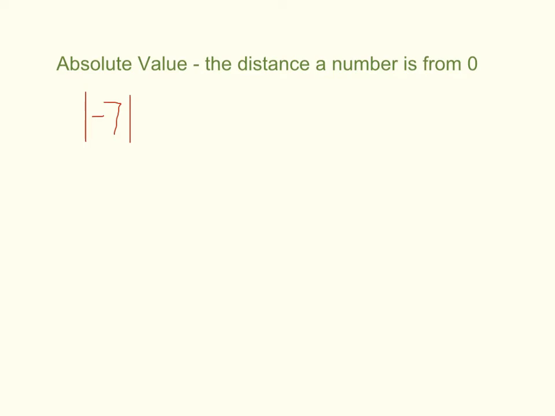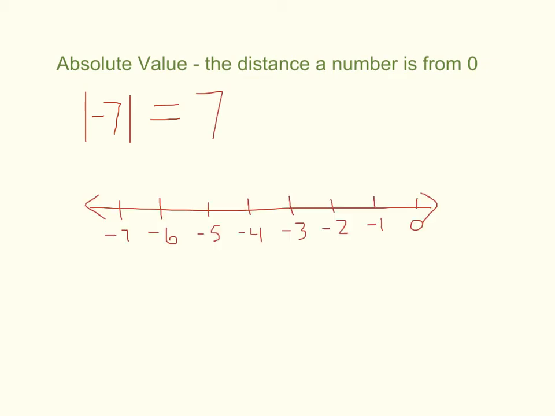So the absolute value of -7 is equal to 7, because if we drew a number line, -7 would be 7 units away from 0. 1, 2, 3, 4, 5, 6, 7. Distance can never be negative, so that's the reason absolute value will be a positive 7, because -7, the distance it is from 0, is 7 units.